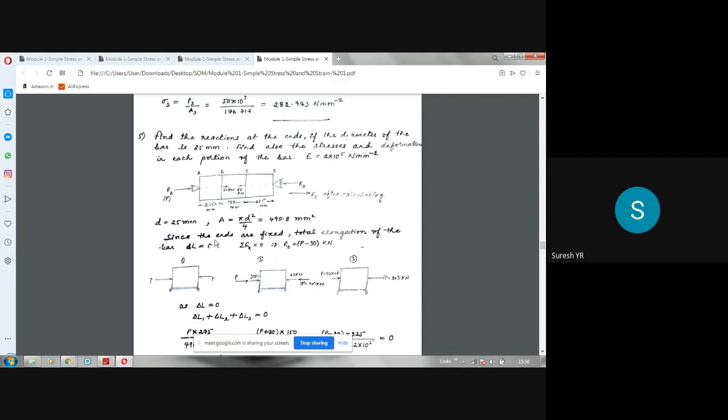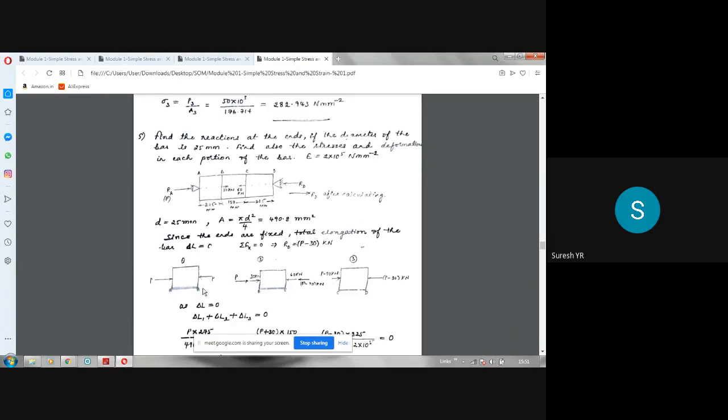First and last you write. In the first one, P is acting. So this RA I have taken as P. Last one, P minus 30 is acting like this. So this is also compression. This is also compression. Middle one will be 30 is already given here, compressive. 60 is also given in this direction.